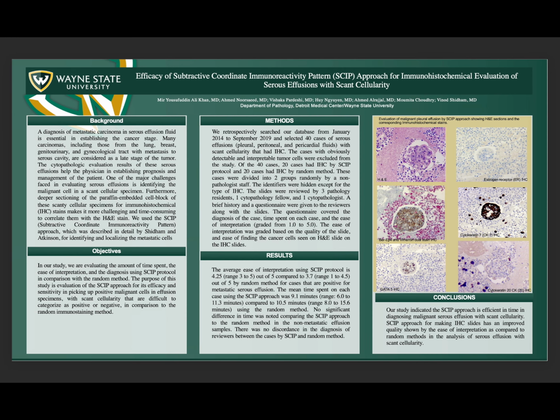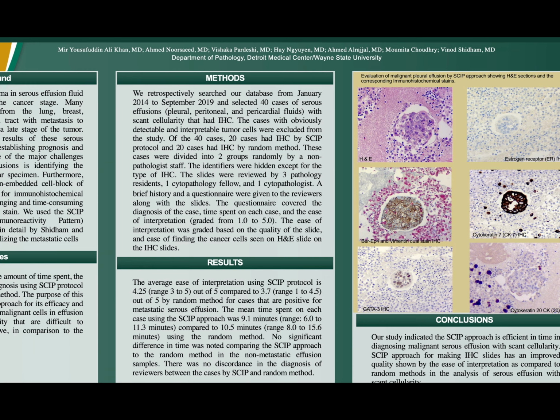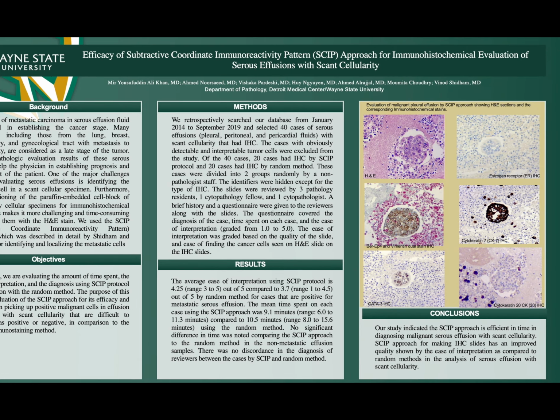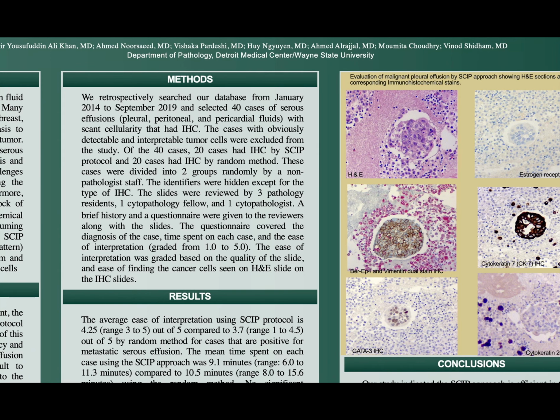In this case, we can see here the evaluation of malignant pleural effusion by SCIP approach that shows the H&E section of the cell block and subsequently following it up with immunohistochemical stains. We can see that the same ball of cells are present in the subsequent immunohistochemical stains, and here we can see that the tumor cells, the ball of cells, are staining for BRAP4, which is an epithelial marker, and it is not staining for Vimentin, whereas the cells adjacent to this ball of cells are staining for Vimentin as red, and these cells are the reactive mesothelial cells and inflammatory cells.